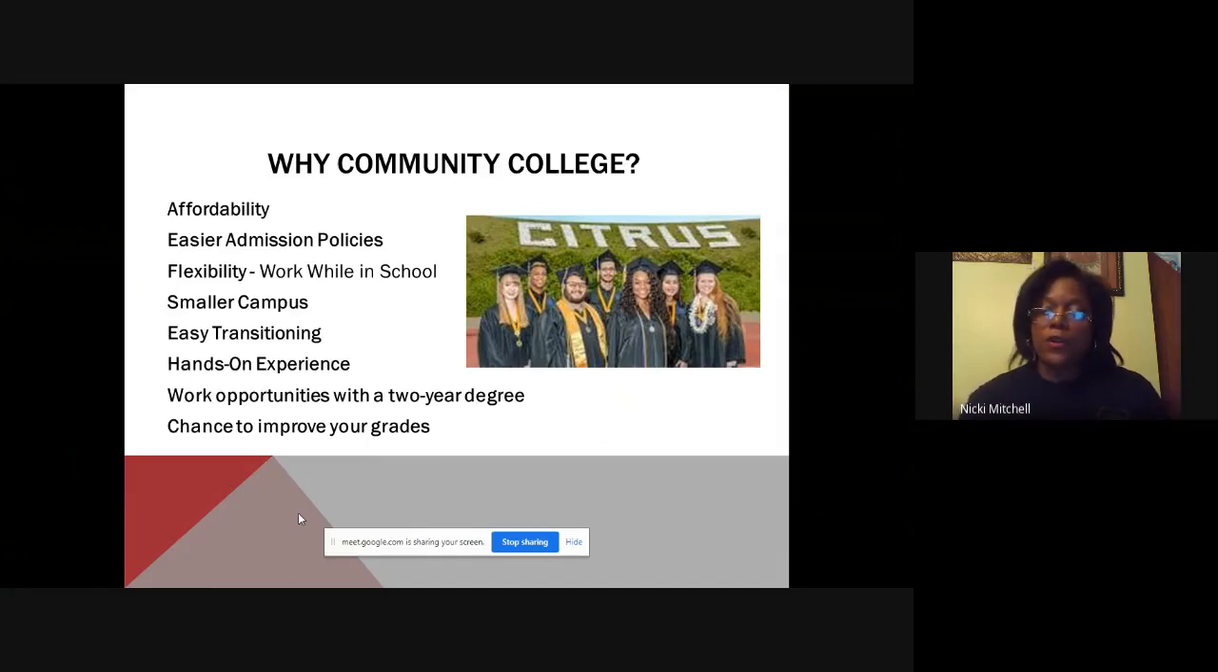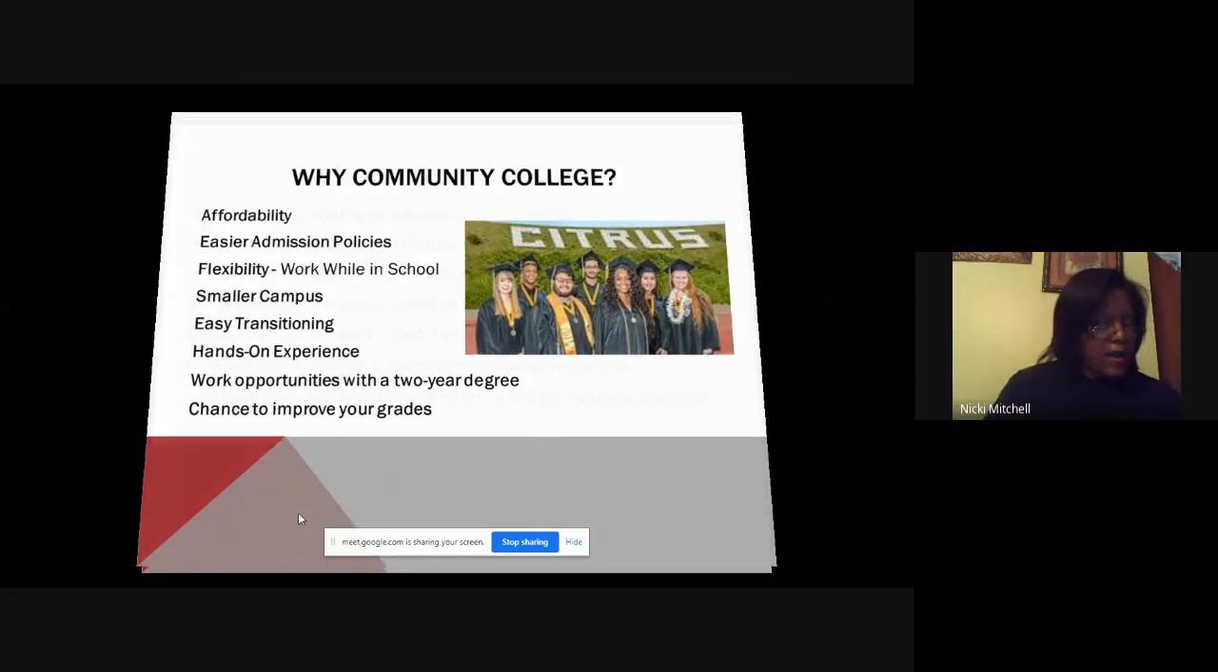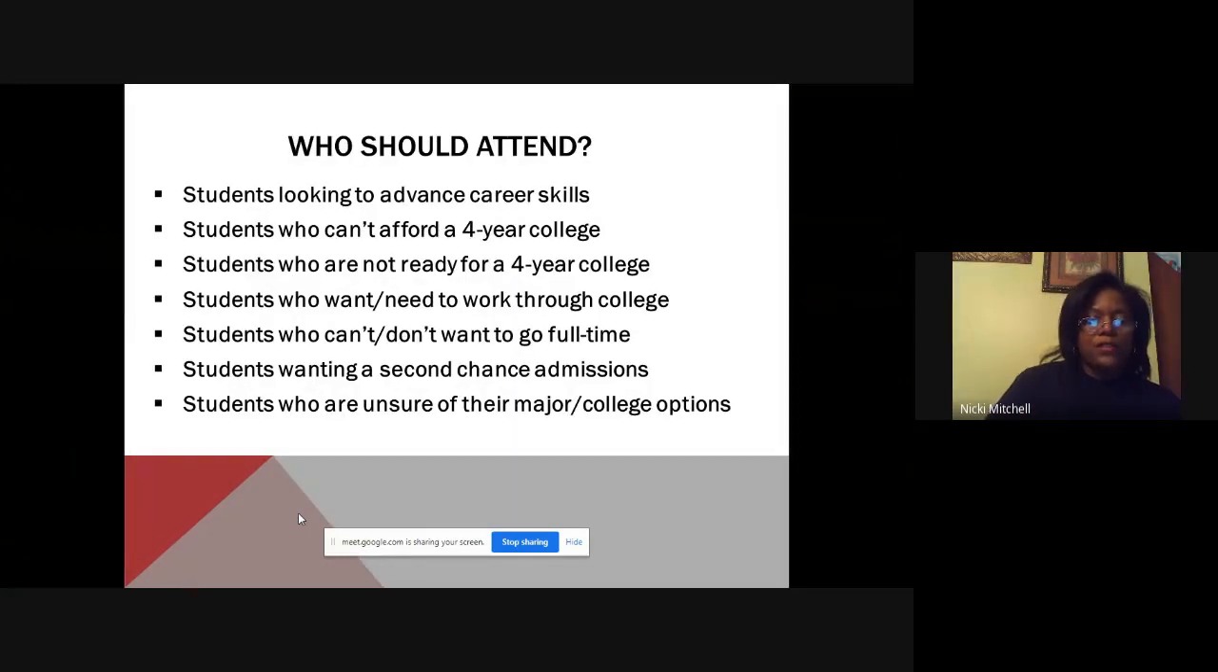Okay. And the way that it works is if you are at the community college doing what you need to do, taking transferable courses, those 2 years that you spend there are tagged on to the school that you transfer to. And so ideally, you only have 2 additional years once you transfer. All right. So those are some reasons why you should consider community college.